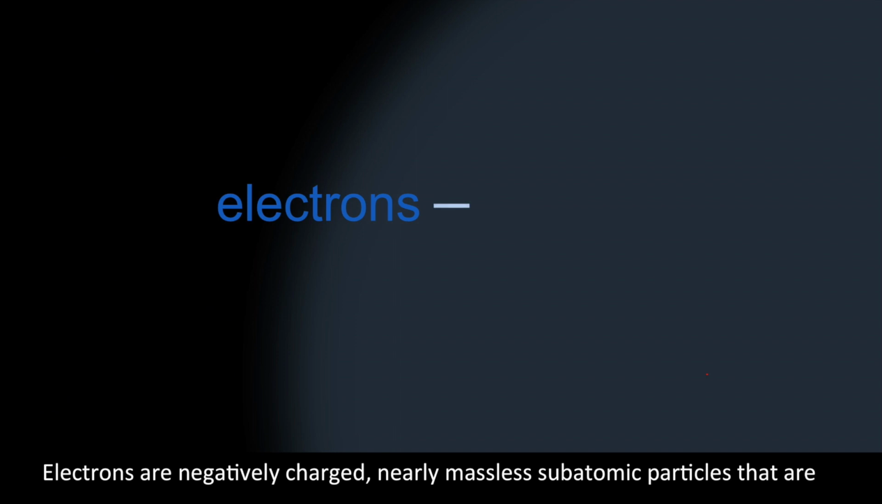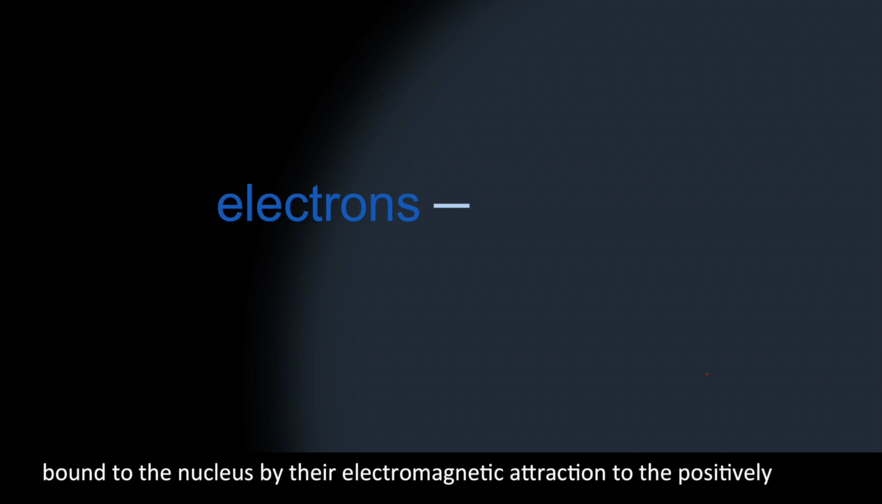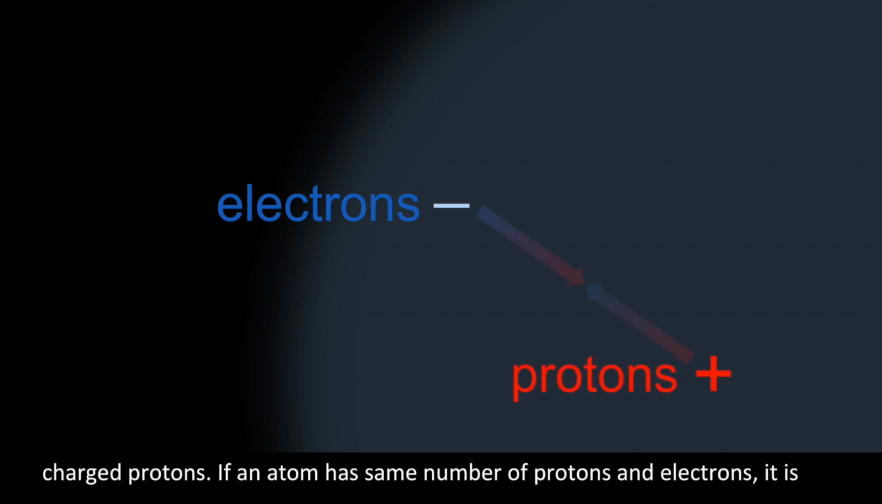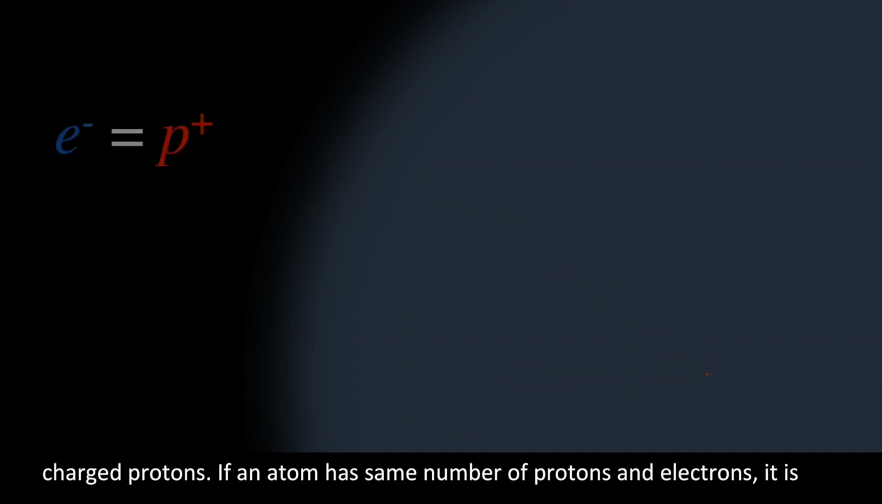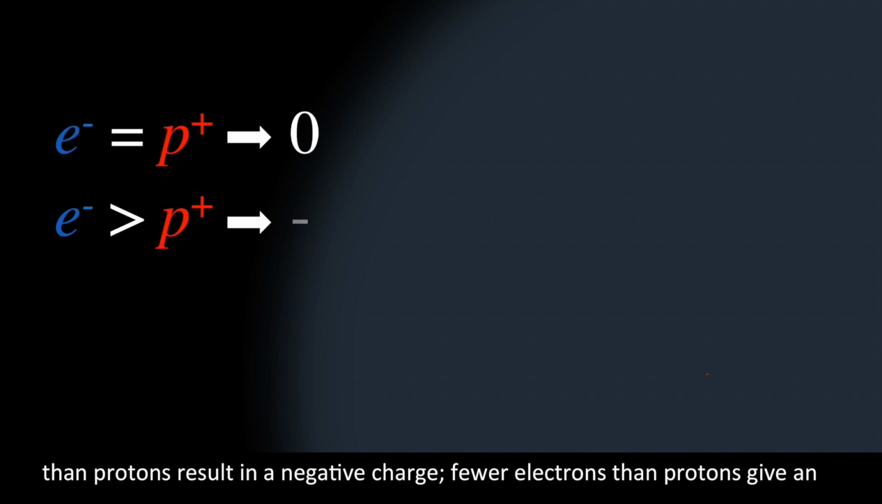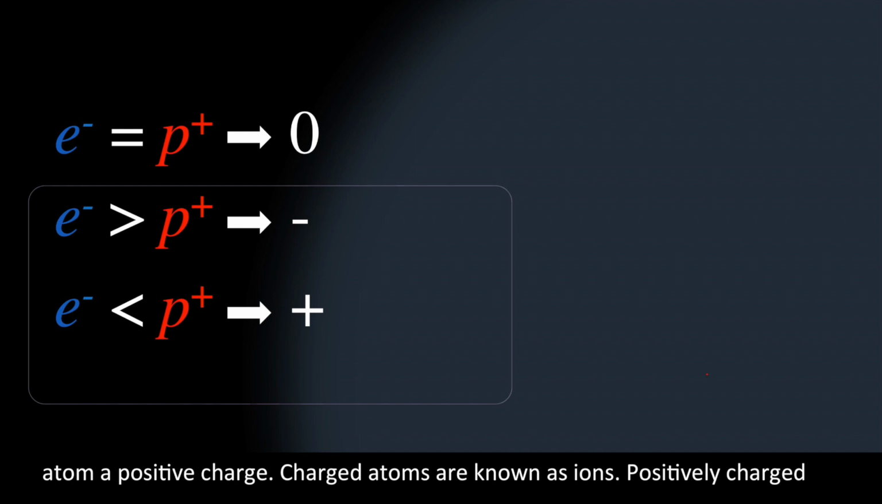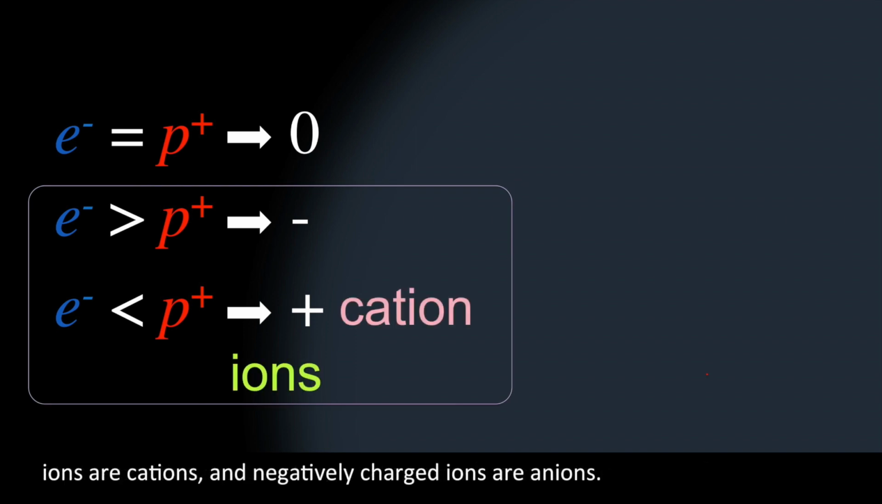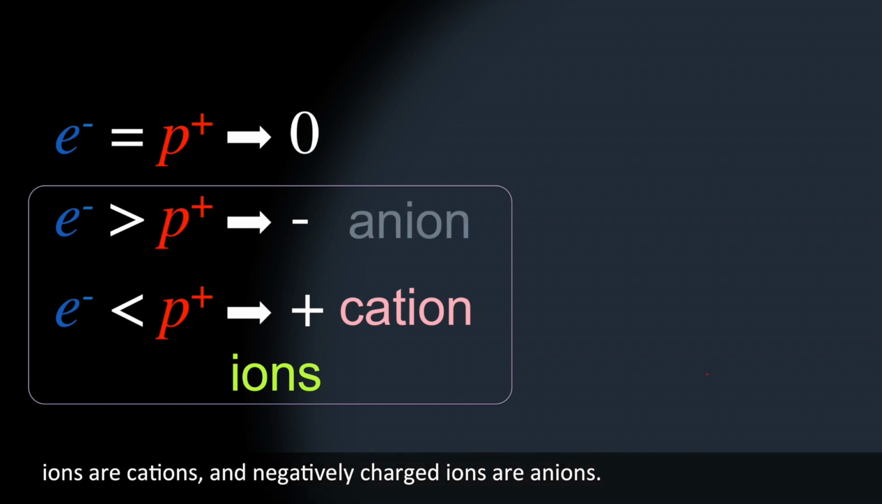Electrons are negatively charged, nearly massless subatomic particles that are bound to a nucleus by their electromagnetic attraction to the positively charged protons. If an atom has the same number of protons and electrons, it is neutrally charged, as the electrical charges cancel each other out. More electrons than protons results in a negative charge. Fewer electrons than protons give the atom a positive charge. Charged atoms are known as ions. Positively charged ions are cations, and negatively charged ions are anions.